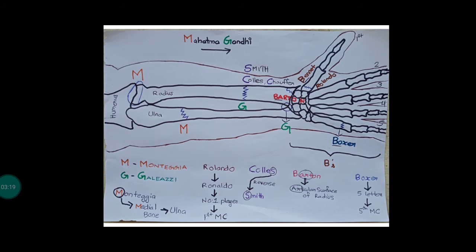Next, we shall learn about the G, that is the Galeazzi fracture. Galeazzi fracture is almost the reverse or the opposite of the Monteggia fracture. Monteggia is in the proximal third of the ulna. Here it will be in the distal third, and where Monteggia was in the ulna, in this case it will be in the radius. So a fracture in the distal third of the radius is Galeazzi fracture.